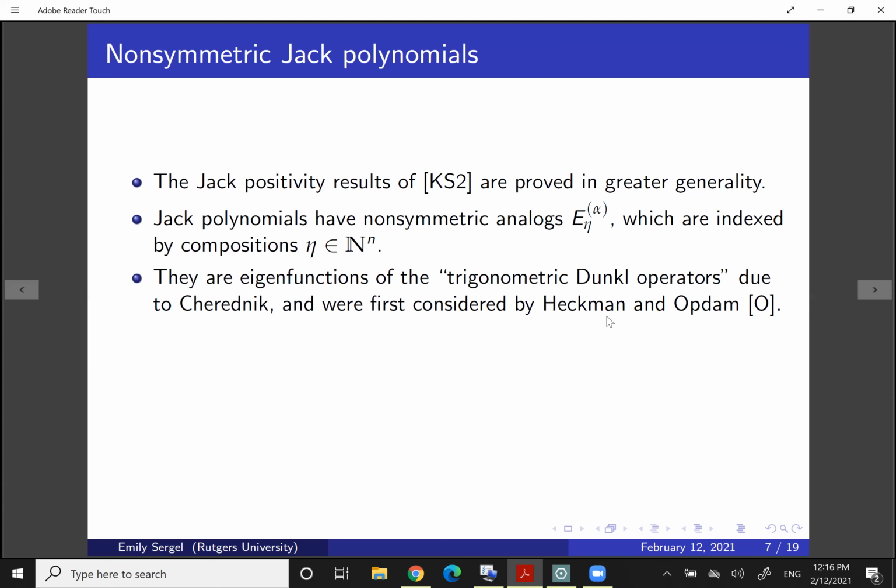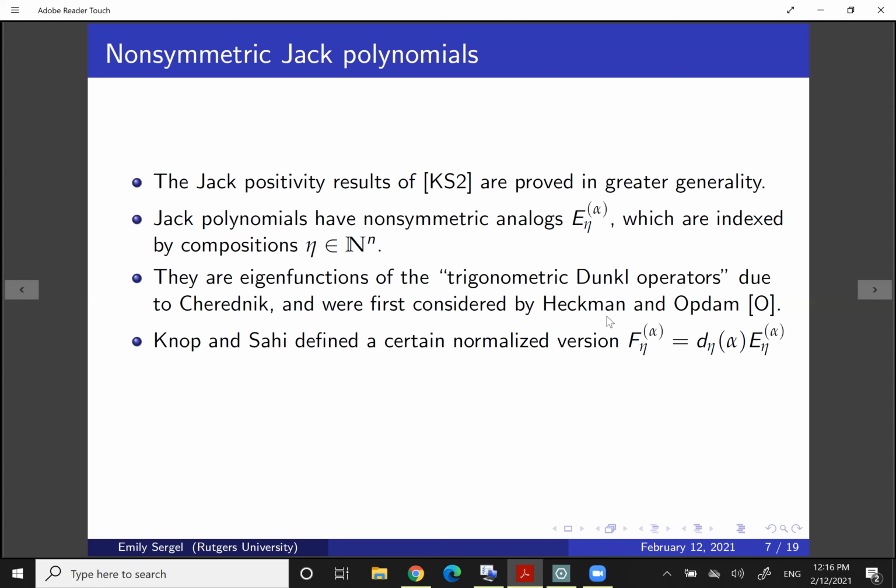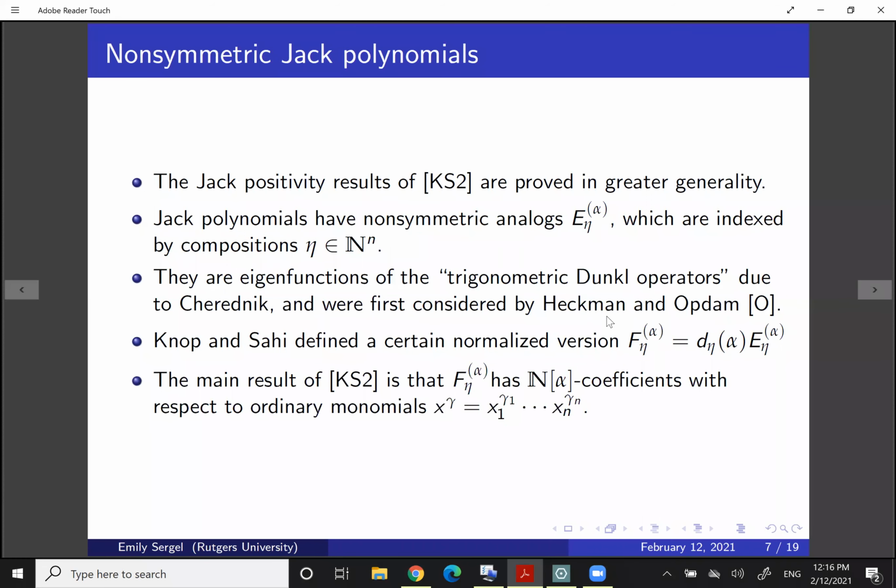And these again can be defined as eigenfunctions of certain operators. Now they're the trigonometric Dunkl operators that were introduced by Cherednik, and Heckman and Opdam were the first people to consider these non-symmetric Jack polynomials. And up to this appropriate normalization, we have again a positivity result from Knop and Sahi. If you expand in terms of ordinary monomials, now not symmetric monomials, ordinary monomials, you get again positive polynomials in alpha.